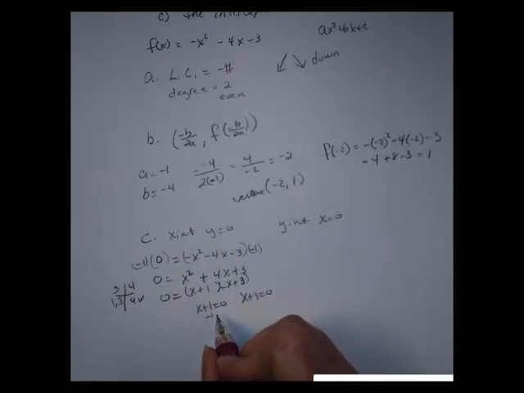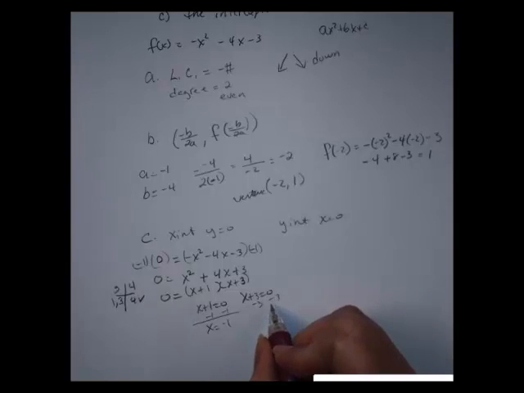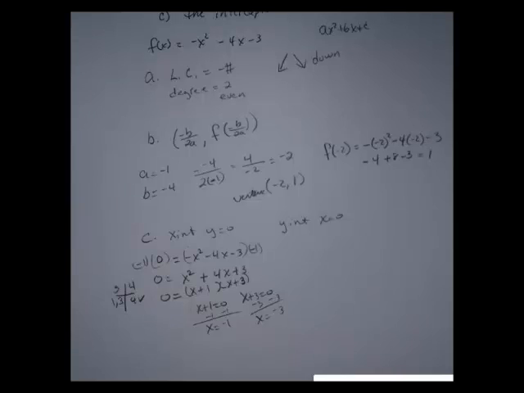So we're going to subtract 1. We get x equal to negative 1. Subtract 3. We get x equal to negative 3. So this gives us a point. These are intercepts. We got negative 1, 0, and negative 3, 0.